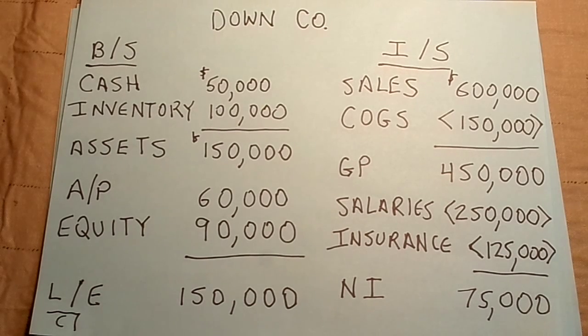And remember how those compare and are required to be the same number. Assets equals liabilities plus equity. Again, picture assets as one column and liabilities plus equity as another column. Then the income statement. Sales $600,000 minus cost of goods sold $140,000 gives us gross profit of $450,000. From here we subtract salaries, $250,000, and insurance of $125,000, and we come up to net income of $75,000.